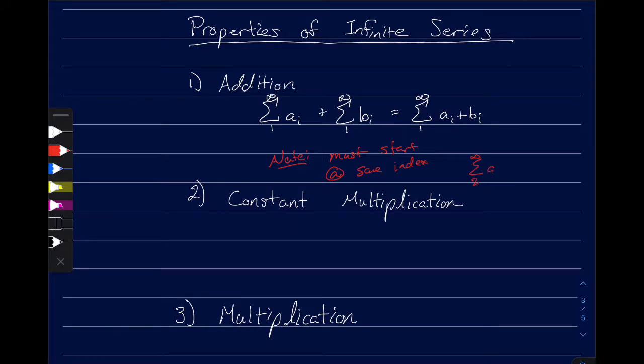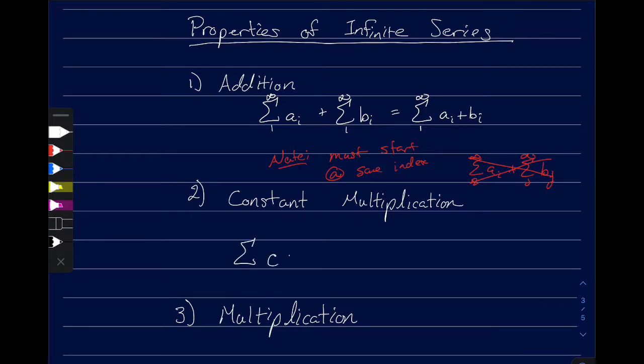So we can't have the sum from 2 to infinity of a sub i plus the sum from 0 to infinity of b sub j. That won't give us what we want. And in order to deal with that, we're going to talk about that in the next video, when we actually talk about index shifting and how to get these starting points the same.